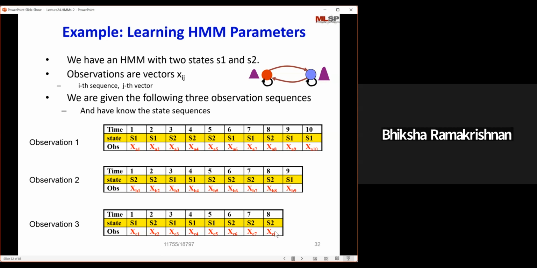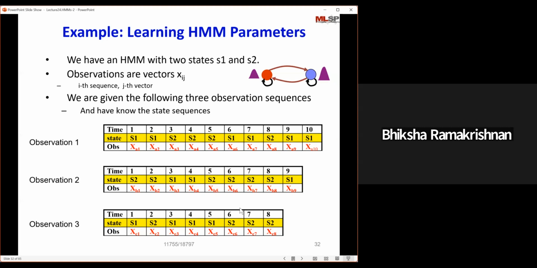And now, just in a hypothetical situation, let's say you somehow know the exact state sequence that the process followed in generating the observations. So for example, let's say we know that in generating the observation sequence XA1 through XA10, the process went to S1, returned to S1, went to S2, returned to S2, returned to S2, then transitioned to S1, returned to S1, transitioned to S2, transitioned to S1, returned to S1.